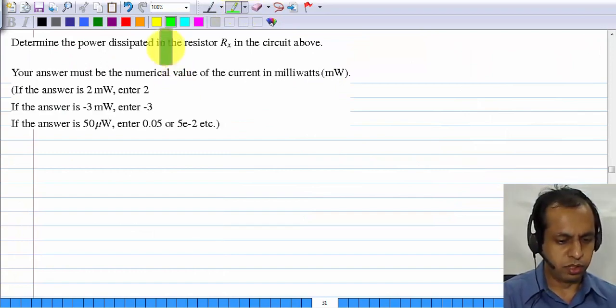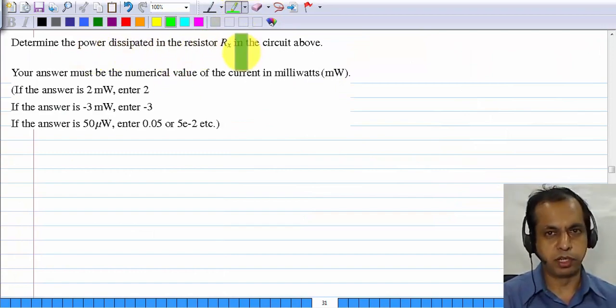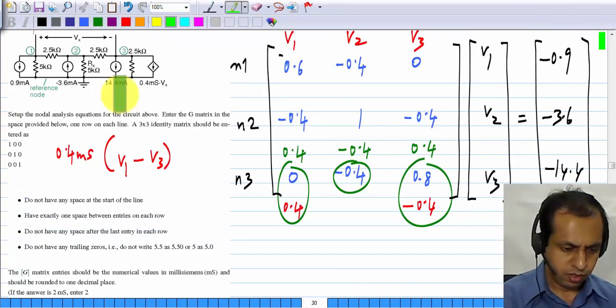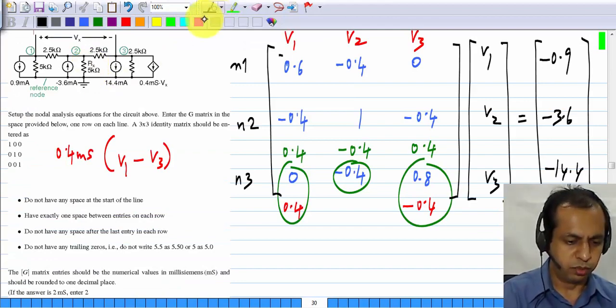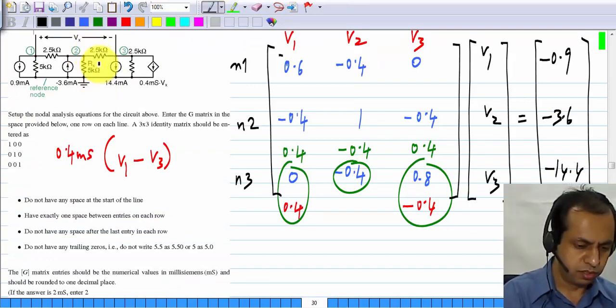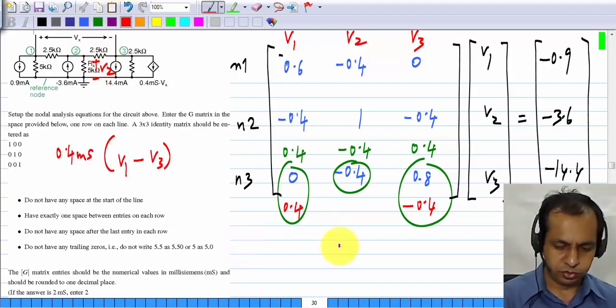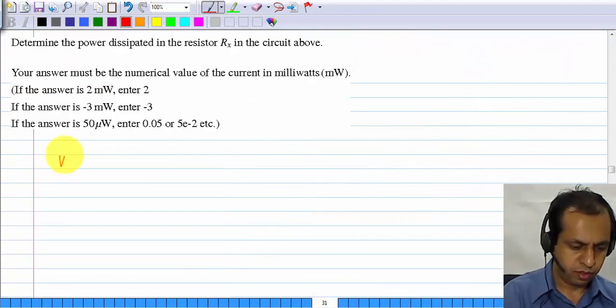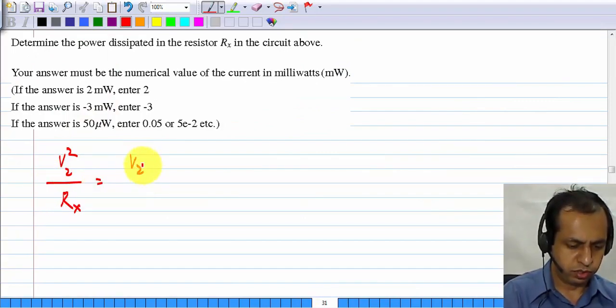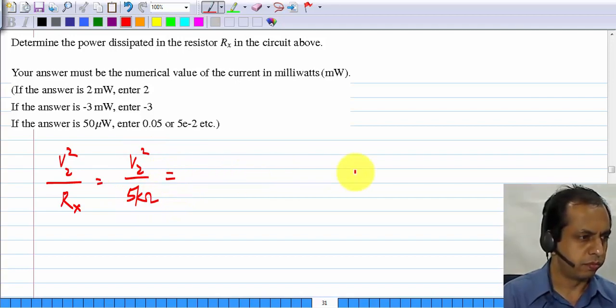And now here you have to find the power dissipated in Rx. How do you do that? Rx is this one, and the voltage across Rx is V2. The power dissipated in Rx would be V2 square divided by Rx, or V2 square divided by 5 kilo ohms.